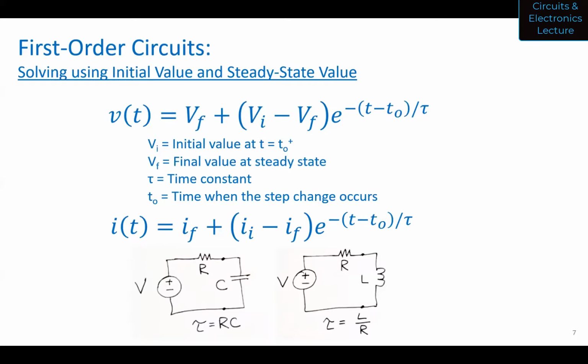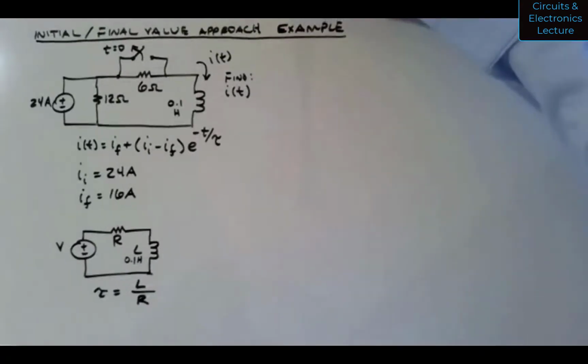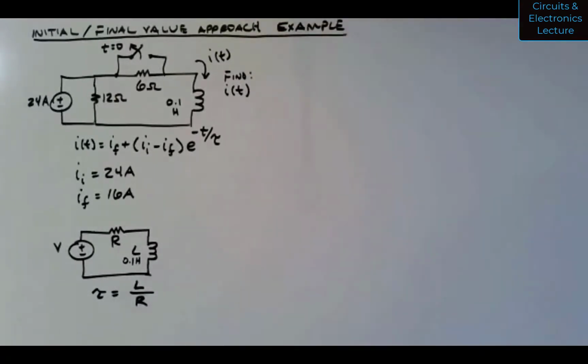So what I wanted to do was start out by finishing up the more complex RL circuit example that we had started last time. So let me bring up my whiteboard here. Okay, so you should be seeing my whiteboard now. This is roughly where we left off.